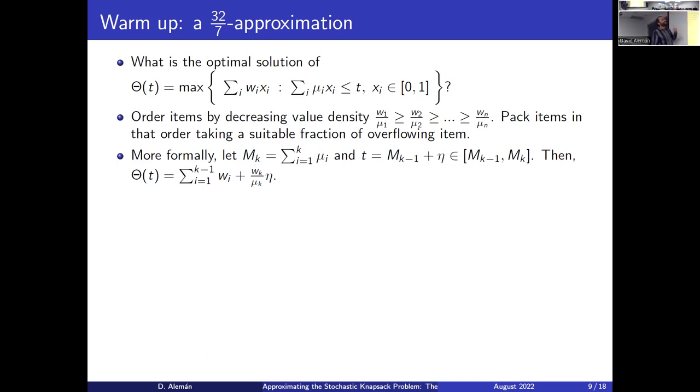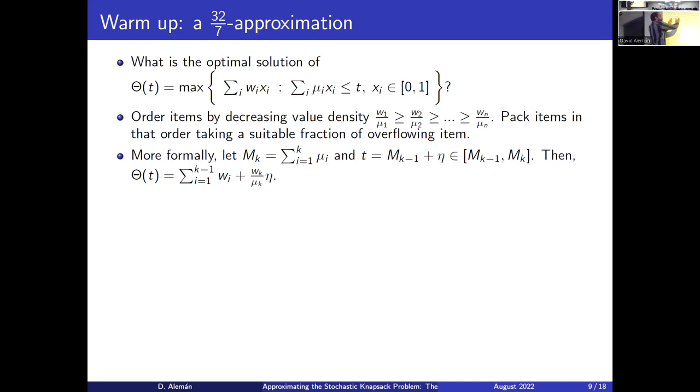This is not artichoke, perhaps I leave it as an exercise. Now, more formally, if we let MK be equal to the sum of the items i from 1 to K of mu i, and if we let T be a number in the closed interval between MK minus 1 and MK, where this eta will be implicitly defined here, then theta of T will be equal to this value.